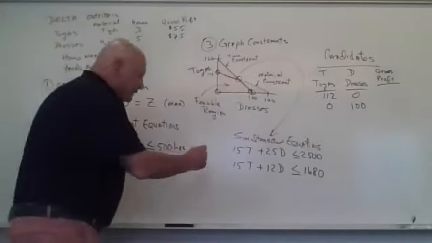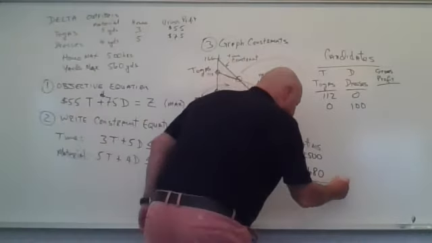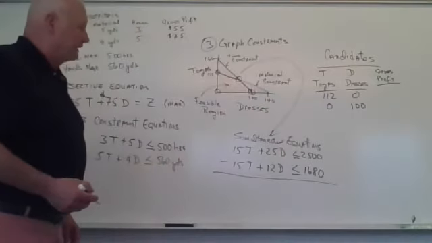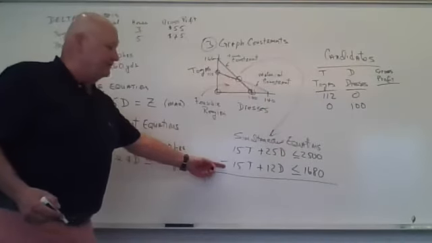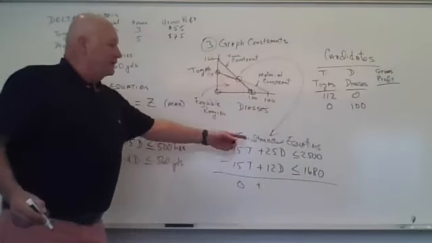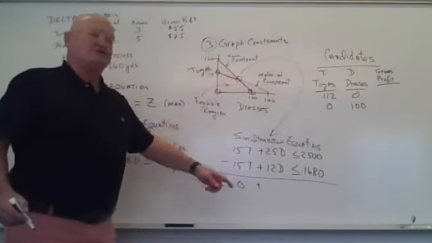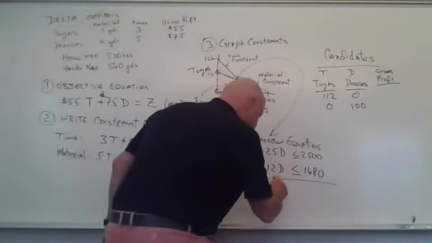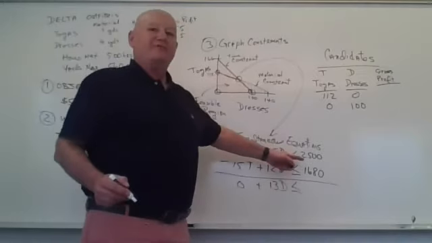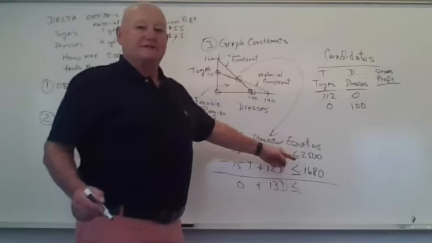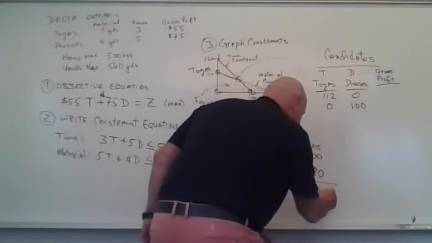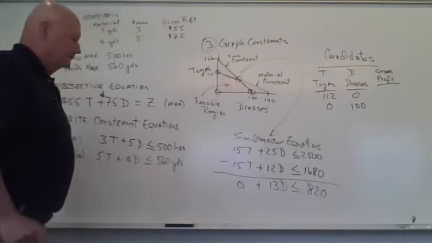And now here's the trick. If I subtract the smaller equation from the larger equation, smaller and larger being the numbers on the far side, okay, 15t minus 15t, bam, that's gone, that's 0. Plus 25d minus 12d, 13d. And that cannot exceed 2,500 minus 1,680, which is 820.